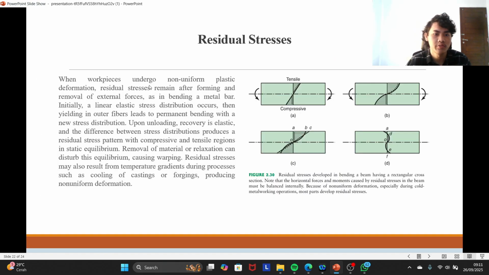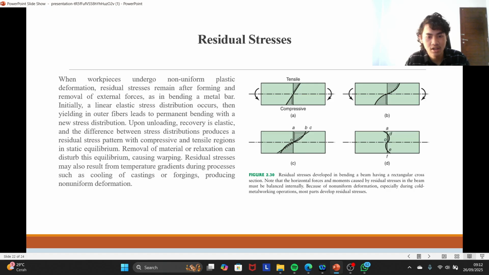Residual stress. When a workpiece undergoes non-uniform plastic deformation, residual stress remains after forming and removal of the external force, as in bending a metal bar. Initially, a linear elastic stress distribution occurs, then yielding in outer fibers leads to permanent bending with a new stress distribution. Upon unloading, recovery is elastic, and the difference between stress distributions produces a residual stress pattern with compressive and tensile regions in static equilibrium.